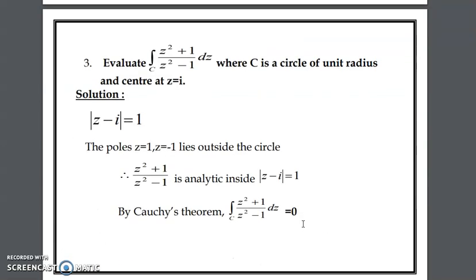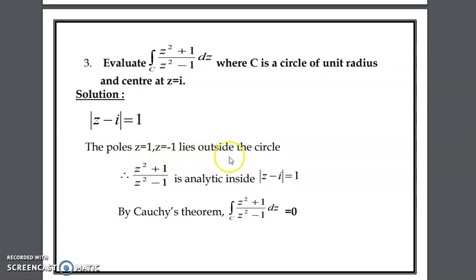Next, third question. Evaluate the integral over C of (z squared + 1) divided by (z squared - 1) dz, where C is the circle of unit radius and center at z = i. So here unit circle means the radius will be 1. Here the center is i, so |z - i| = 1. The poles are z = 1 and z = -1.